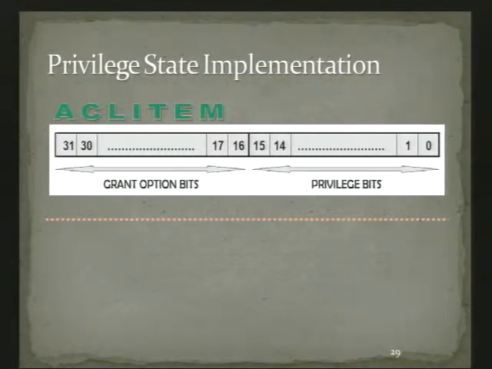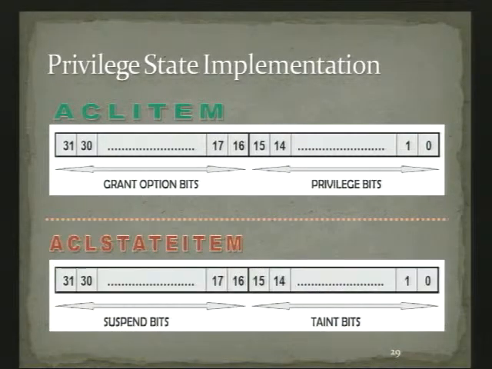So we just extend that. We use the same data structure for privileged states, and we specify another data structure called ACL state item, where if a particular bit at, let's say, bit number 1, which is equivalent to the bit mask of select privilege, is set, then it's tainted, and similarly for the suspended bit. And you attach this again to the database objects in the database.